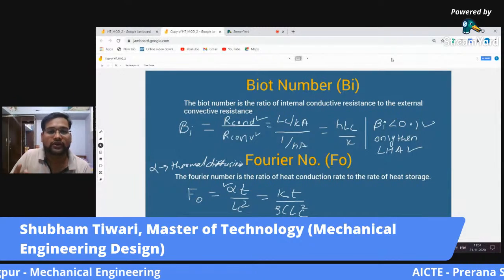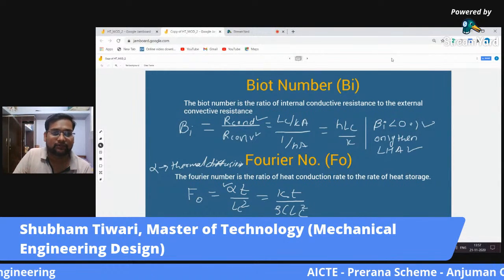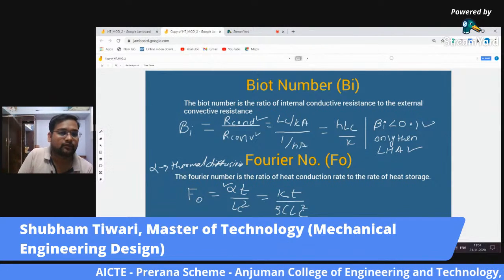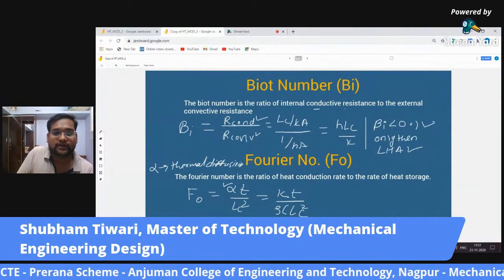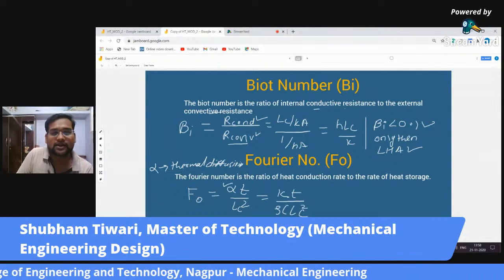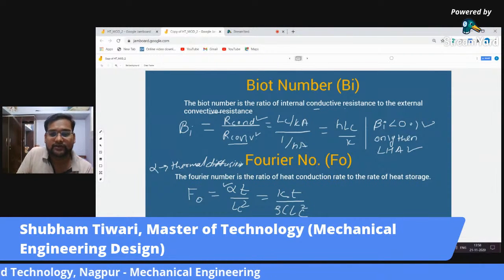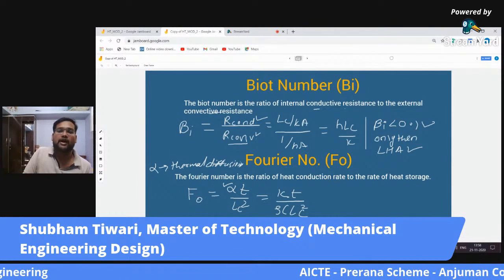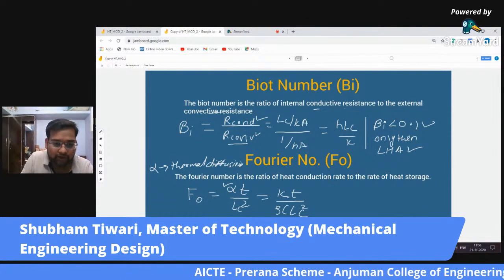Then we saw two important dimensionless numbers, the Biot number and the Fourier number. What is the Biot number? The Biot number is the ratio of internal conductive resistance to the convective resistance. It is given by hLc by k. The important condition for lumped heat analysis is that the Biot number should be less than 0.1.